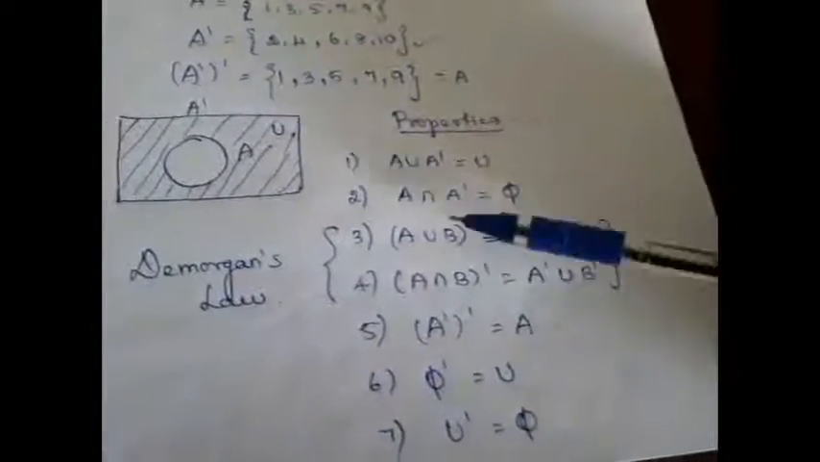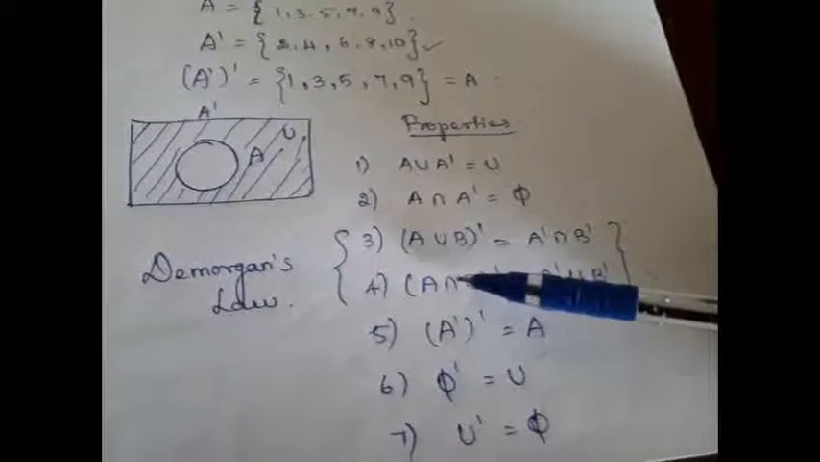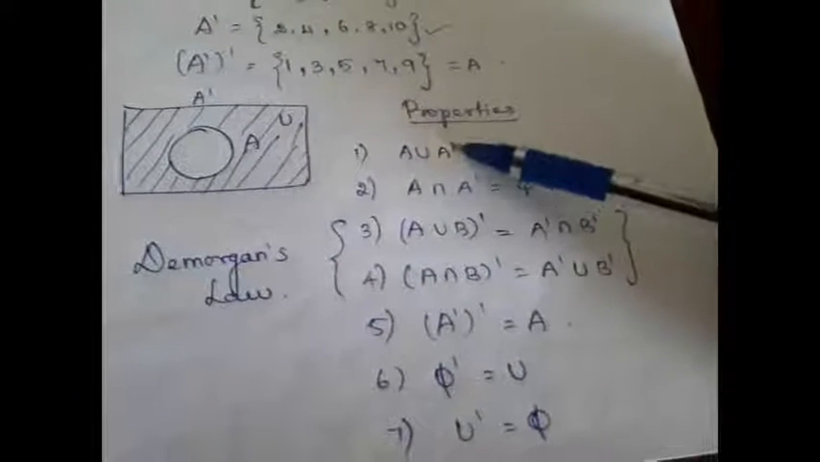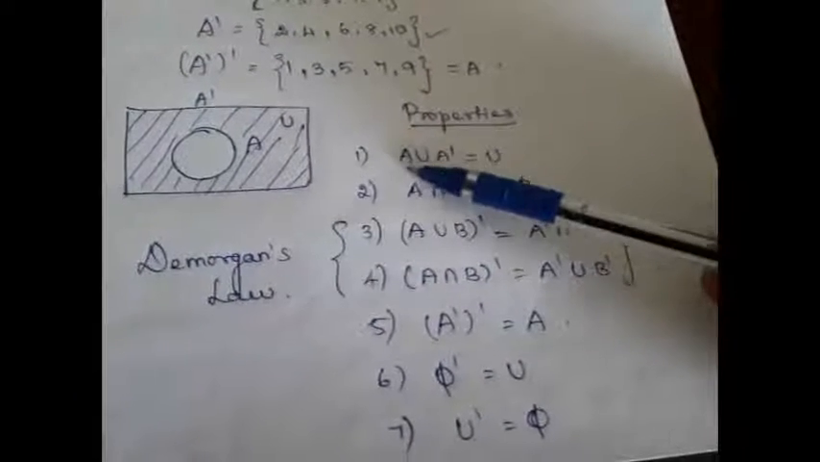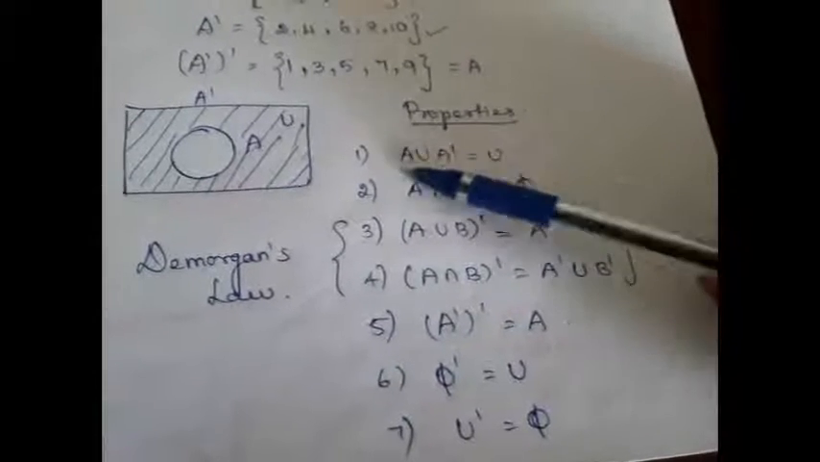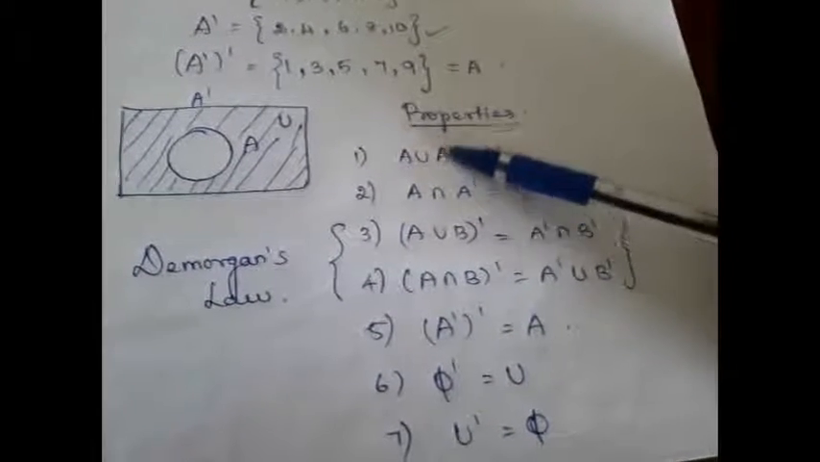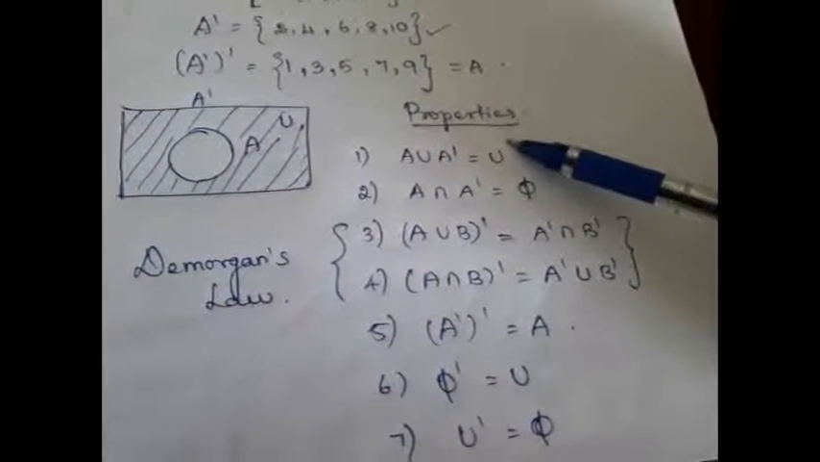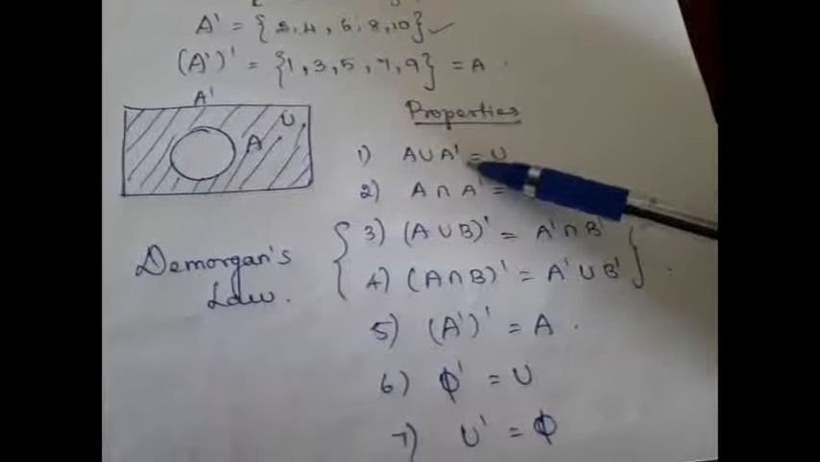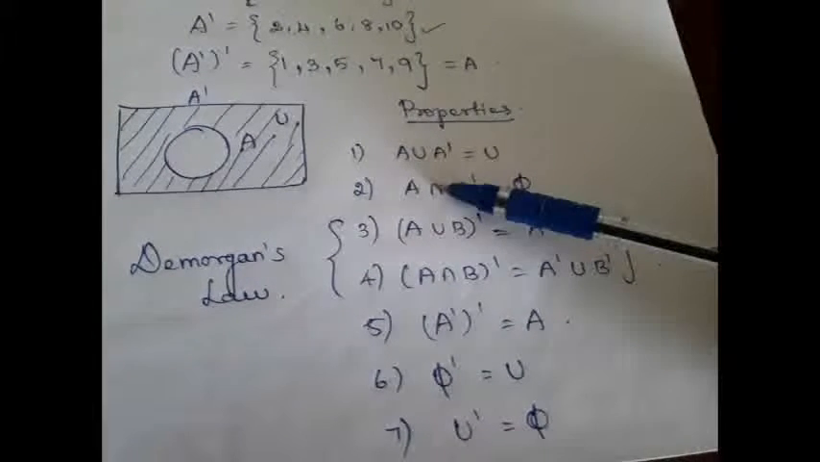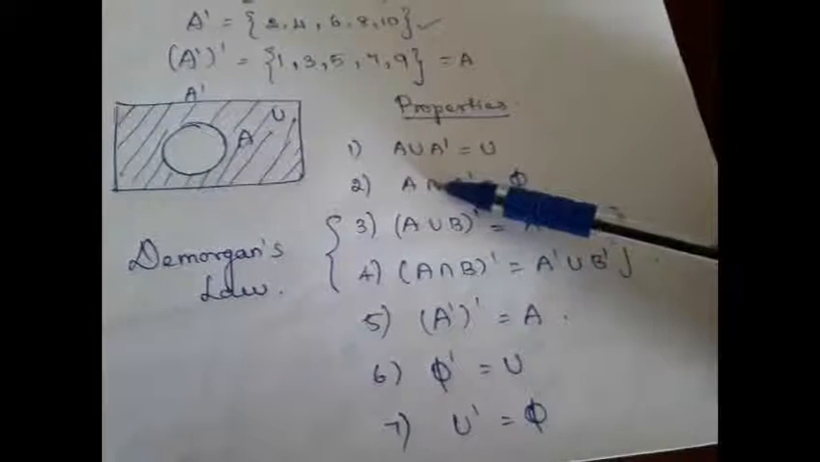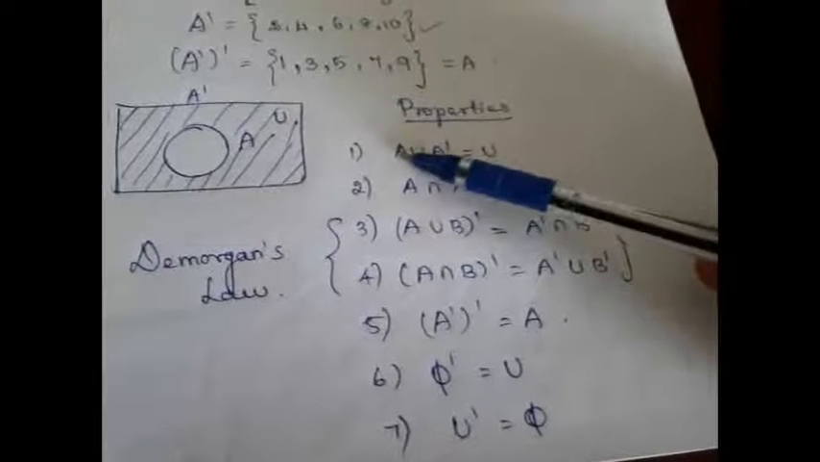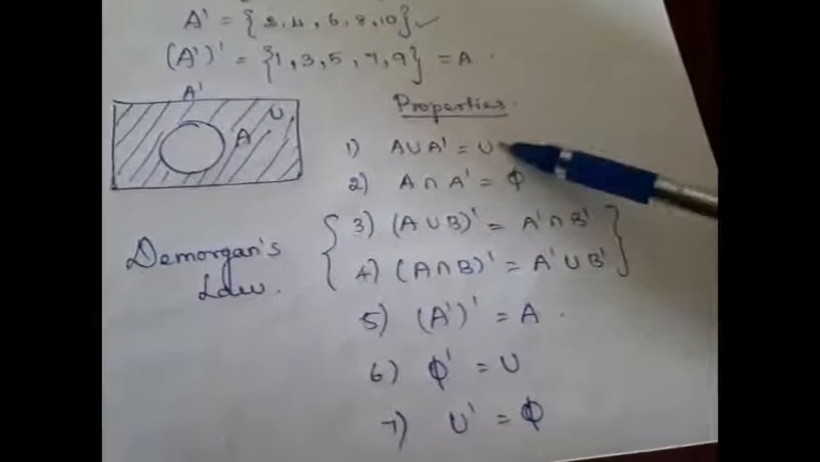Yes, now let us see a few properties of the complement, as we have seen for union, intersection and difference. Now A union A complement: the set A is there and its complement. If you find the union, what will happen? The entire universal set you will get, because in the complement of a set we write the remaining elements of the universal set that are not in set A. So when you find the union, you will get the entire universal set.